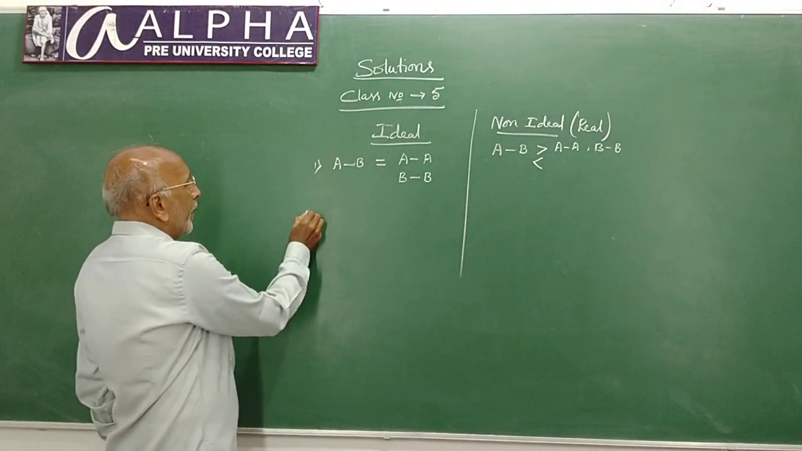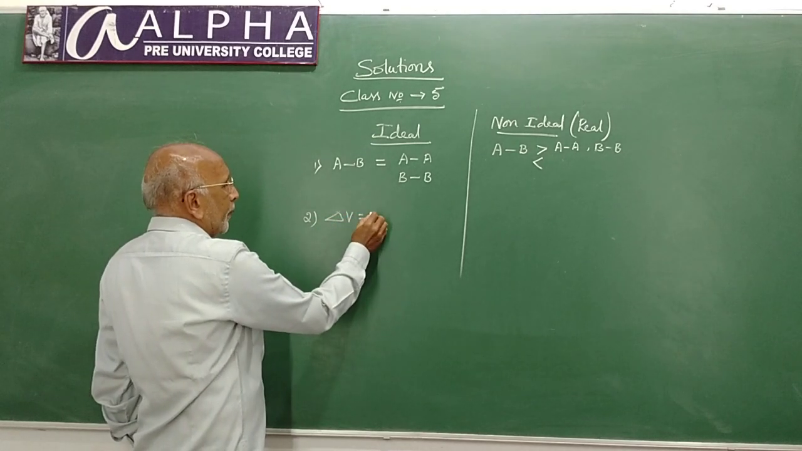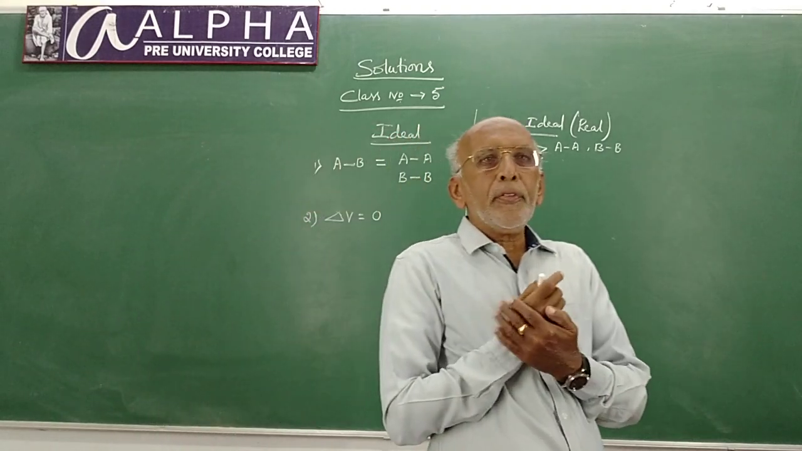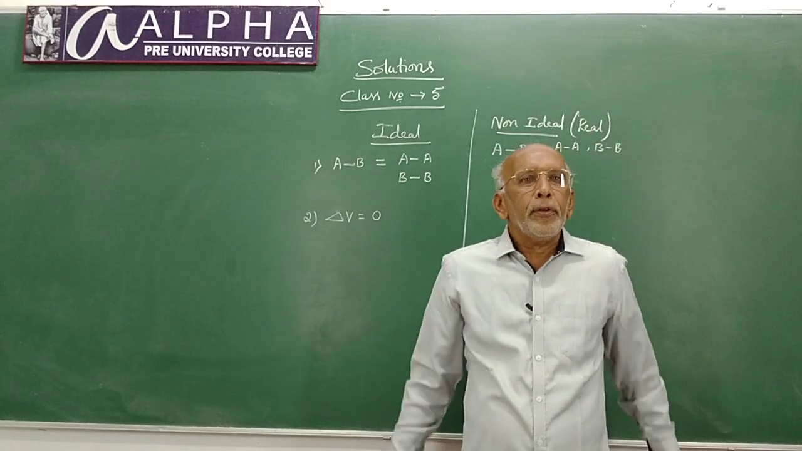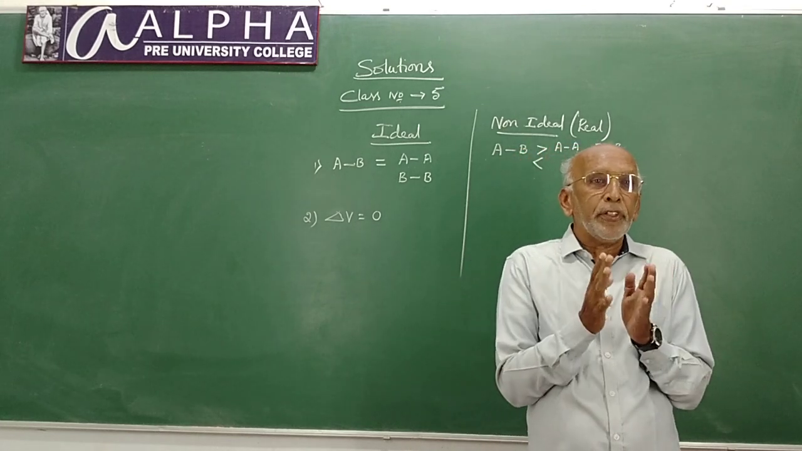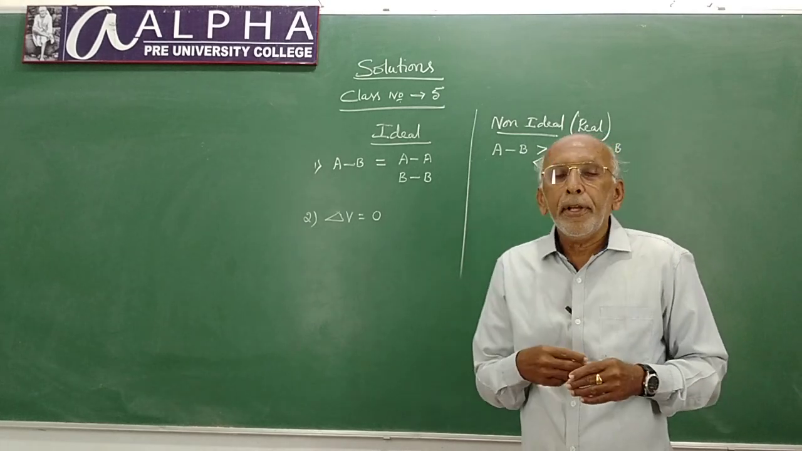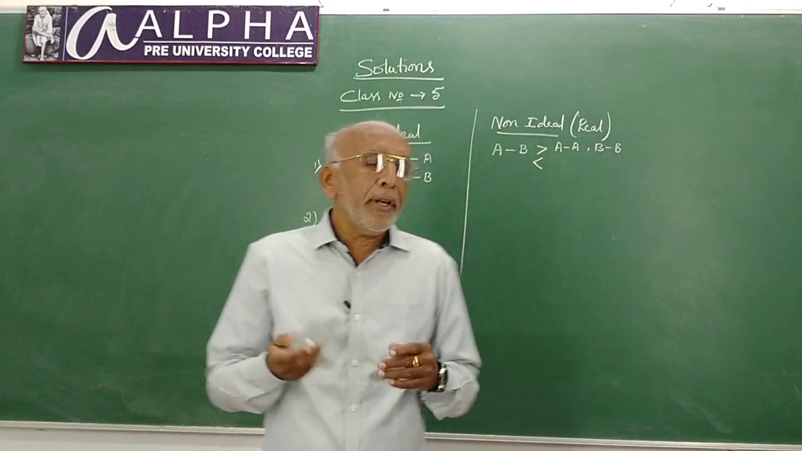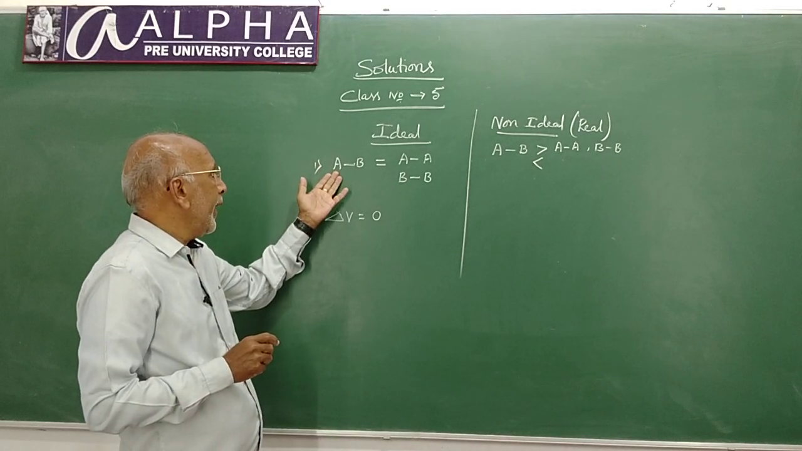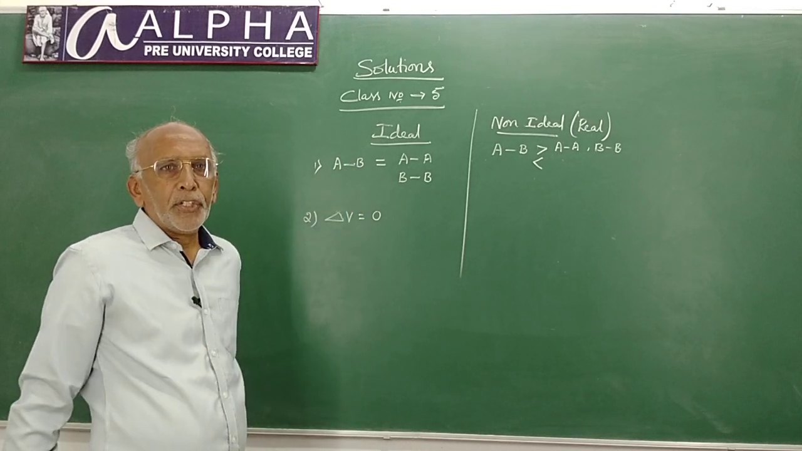Another one is, in the case of an ideal solution, delta V of solution is 0. That is, there is no change in volume of the solution. After mixing two liquids, there will be no change in volume. That means the resultant volume of the solution is just equal to the sum of the volumes of the constituent liquids. That is, volume of liquid A plus volume of liquid B is equal to the volume of the solution.